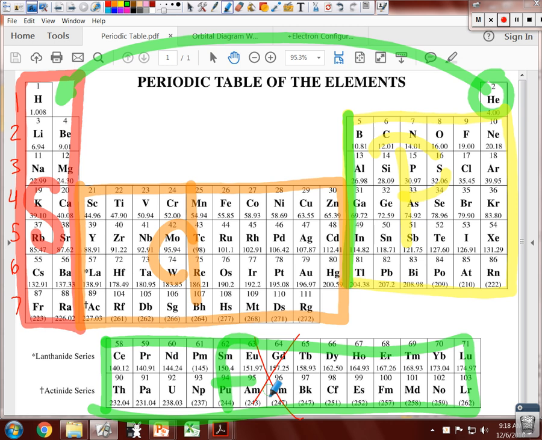You don't need to worry about it. We're not going to talk about the f block at all. So if anything down there, forget it. Don't pay any attention to it.